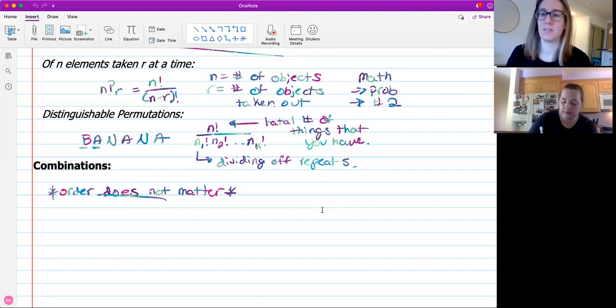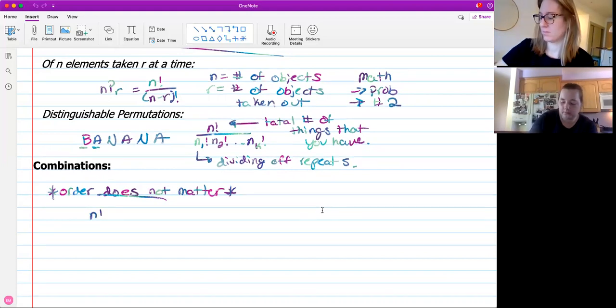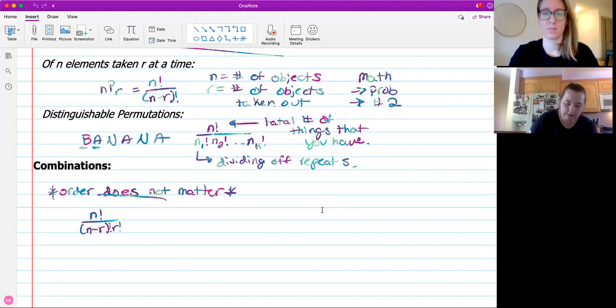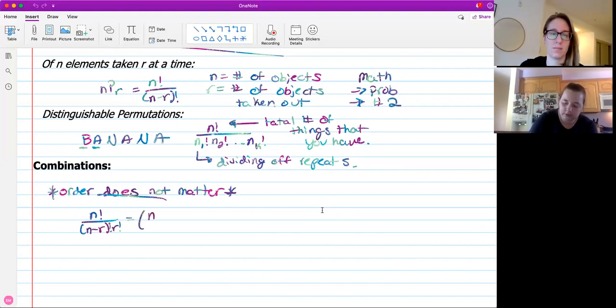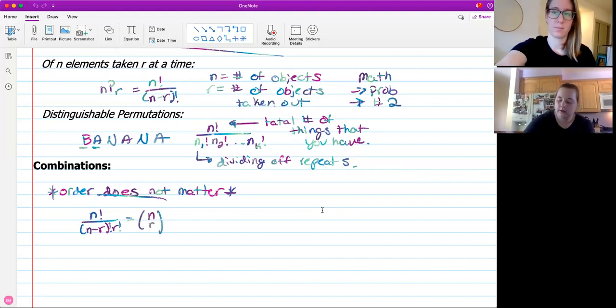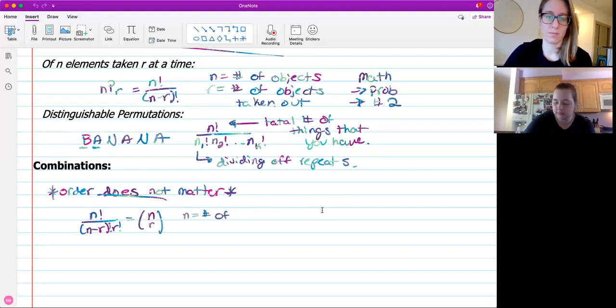And again, your formula for this one is just that factorial piece from your binomial theorem. Just so it shouldn't be too scary. And then the notation for this one, combination gets its own little notation, and it's n choose r. And again, n is number of objects, and r is number of objects that you are selecting.